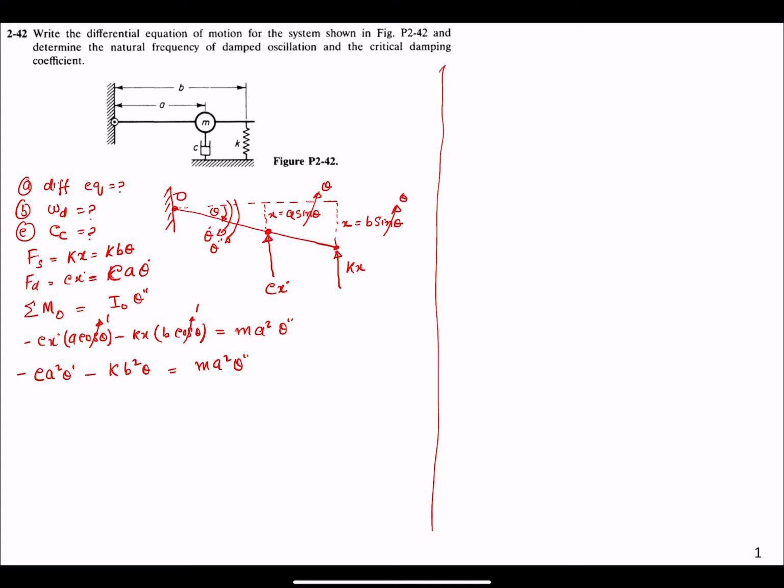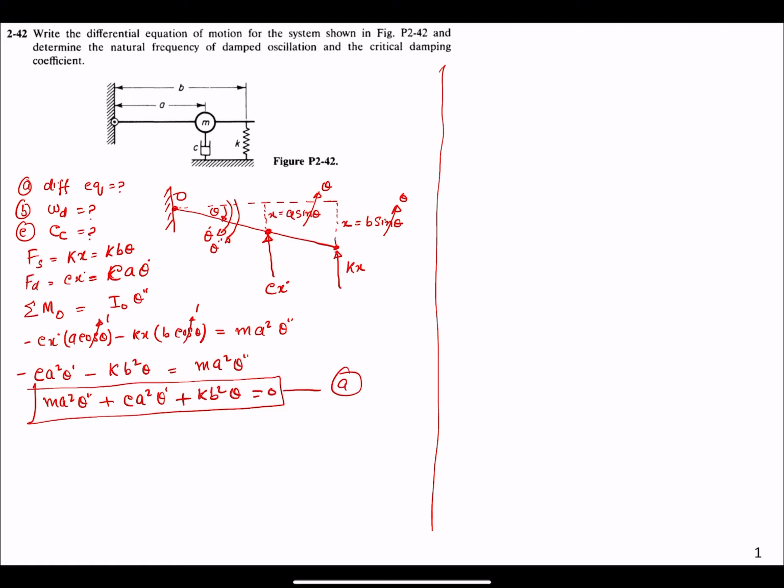We can rearrange this equation. So what we get is m a square theta double dot plus c a square theta dot plus k b square theta equals 0. This is our differential equation of motion, so this is part A of the solution.